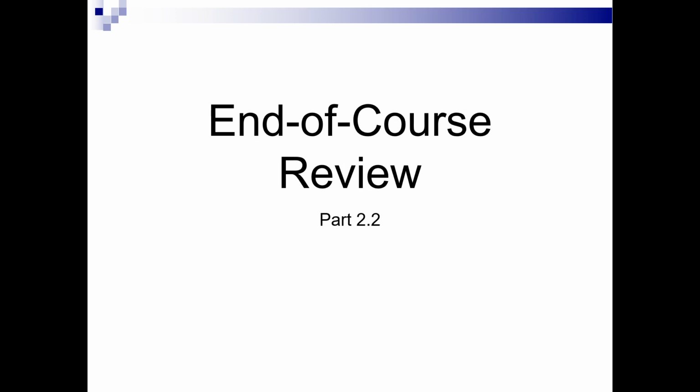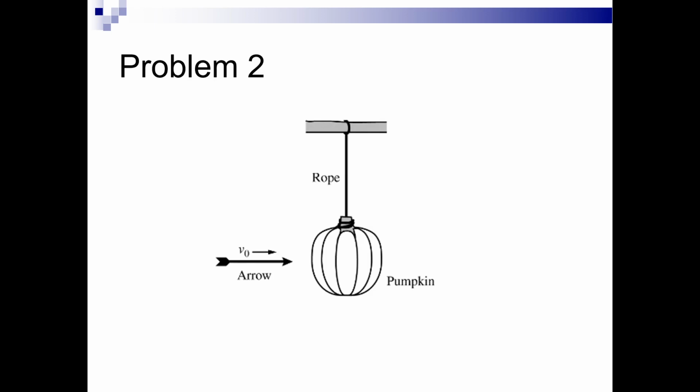All right, so now let's look at problem 2 on the review. I chose this one because I like the physics involved, and I like the idea of the pumpkin being shot at with arrows. I think that's just a good setup for a problem in general. So you have the 3 arrows being shot at the pumpkin. One hits it and sticks, one goes all the way through, and one bounces off.